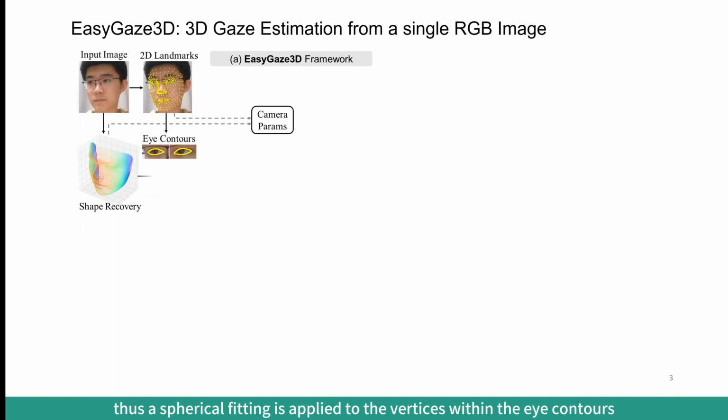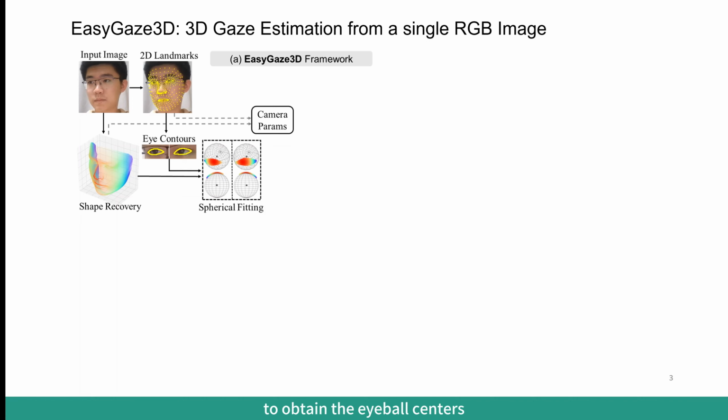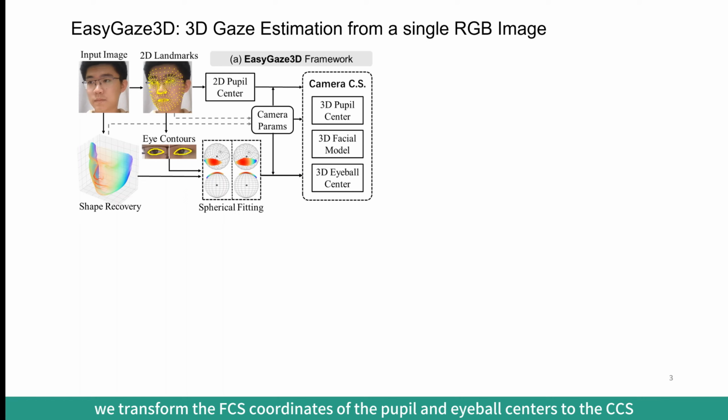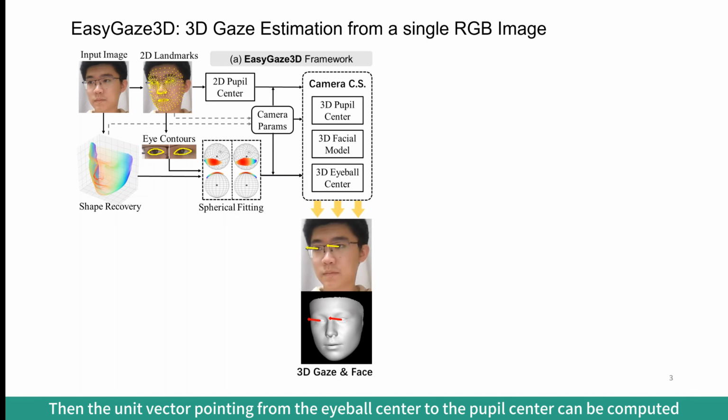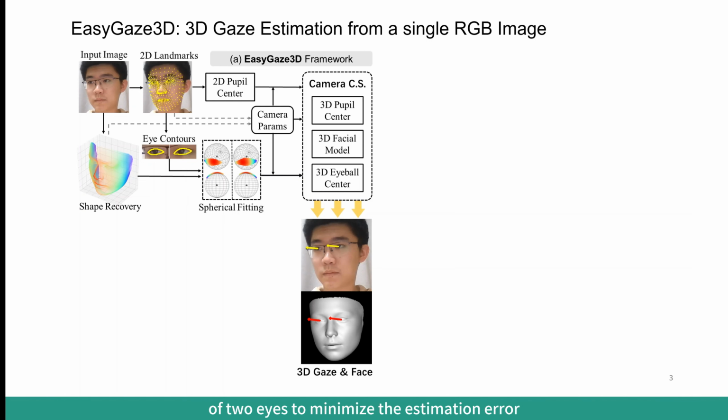Without loss of generality, the eyeball can be considered as a standard sphere, so spherical fitting is applied to the vertices within the eye contours to obtain the eyeball centers. In the following, we transform the FCS coordinates of the pupil and eyeball centers to the CCS, as well as the recovered 3D facial shape. Then the unit vector pointing from the eyeball center to the pupil center can be computed, and the 3D gaze direction is output as the average vector of two eyes to minimize the estimation error.